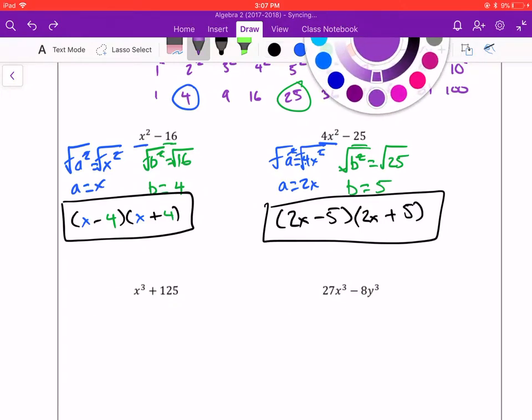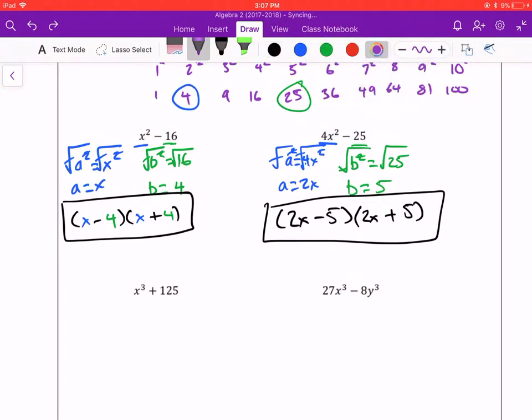You've got to know your cube roots, but I don't expect you to know that many. Let's just go to 5. 1 times 1 is 1, times another 1 is 1. 2 times 2 is, oops, this is cube roots. 2 times 2 is 4, 4 times another 2 is 8. 3 times 3 is 9, 9 times another 3 is 27.